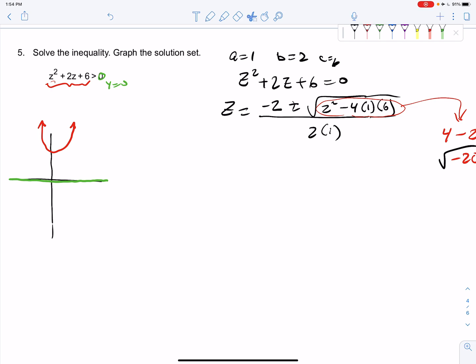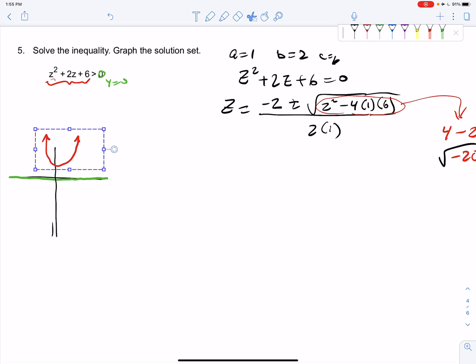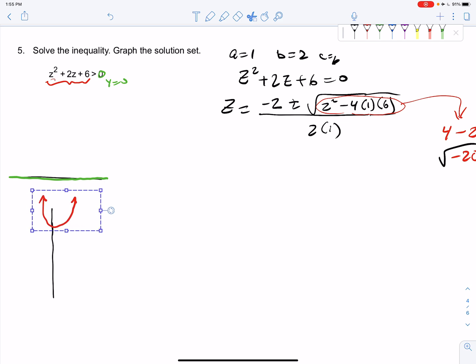Or, wonder if it'll actually grab that. Or, nope, it grabbed too much. Darn it, thought it was going to be tricky. Or, it would be down here, and then no values of x would make the parabola greater than green.